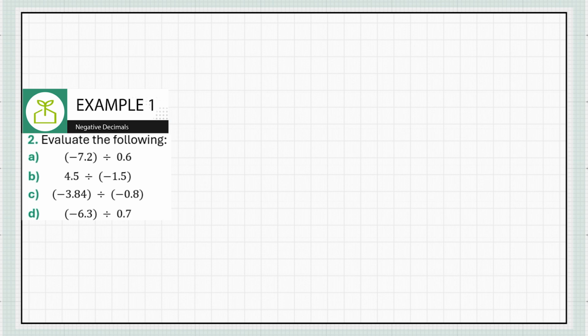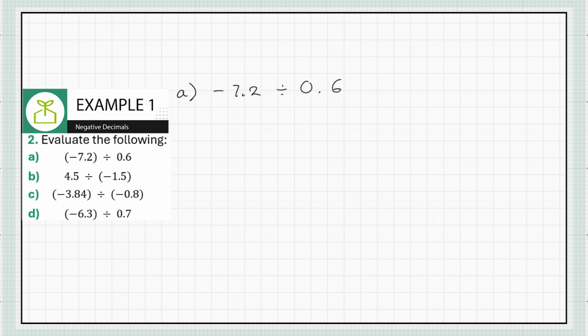Okay, welcome back. Now we're going to be looking at dividing negative decimals, and this is very similar to the processes that we used for dividing decimal numbers in the past, but now we're just going to make sure our signs are correct. So let's get started with A and work through the steps. So we have minus 7.2 divided by 0.6.